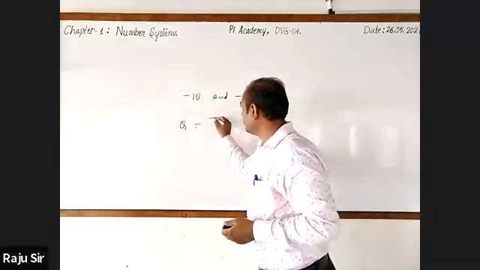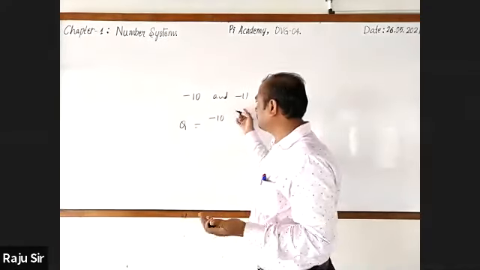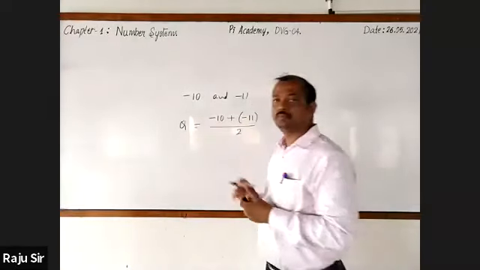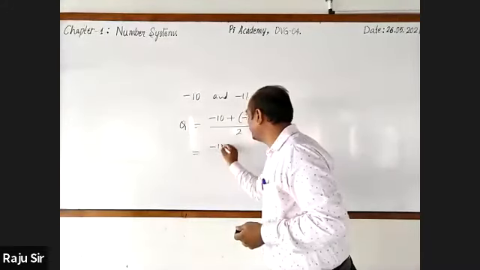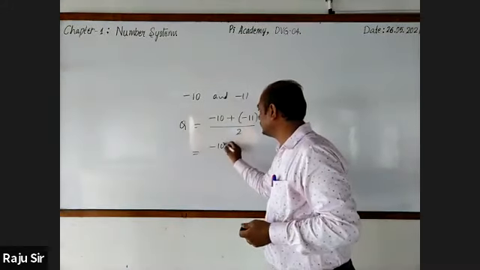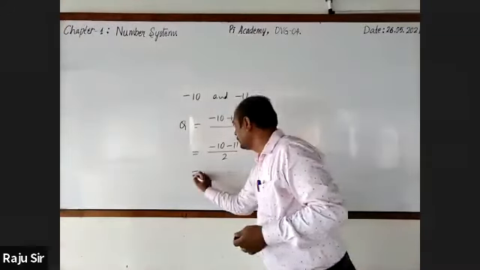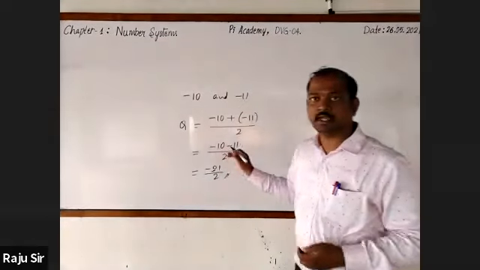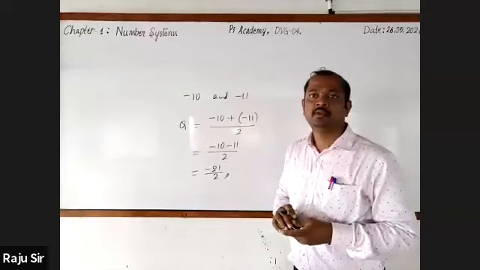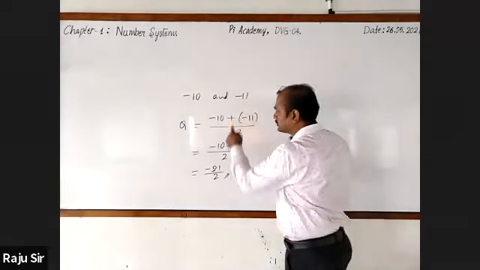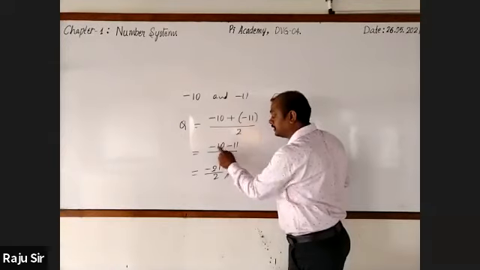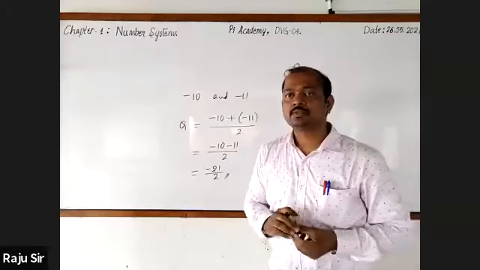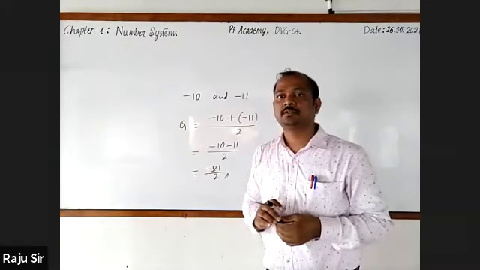It can be written directly as (-10 + (-11))/2. This is equal to (-10 - 11)/2. Minus 10 minus 11 is minus 21, so it is -21/2. This is the actual answer which you have to get. It can also be written directly as (-10 - 11)/2, which is -21/2.